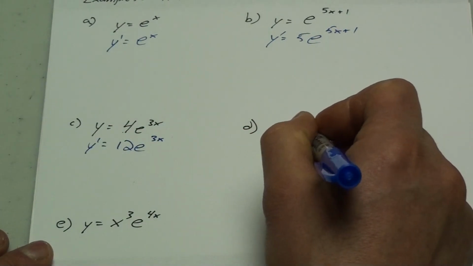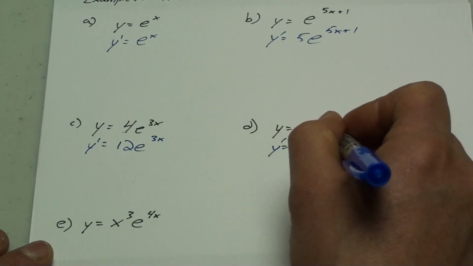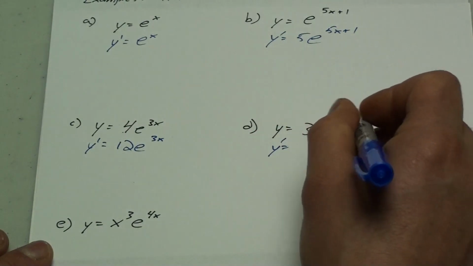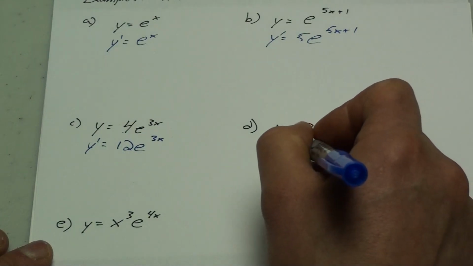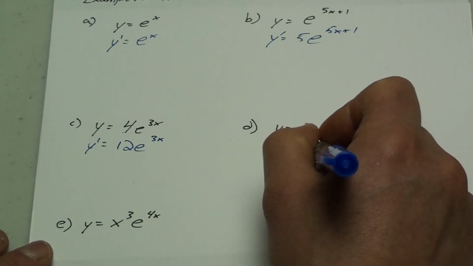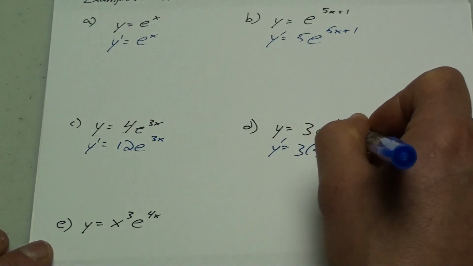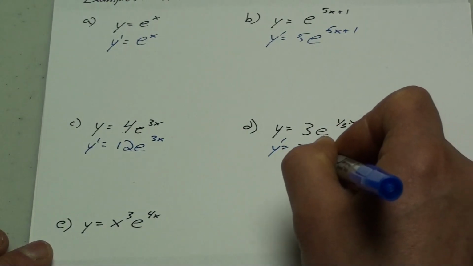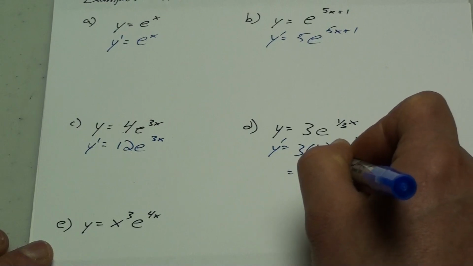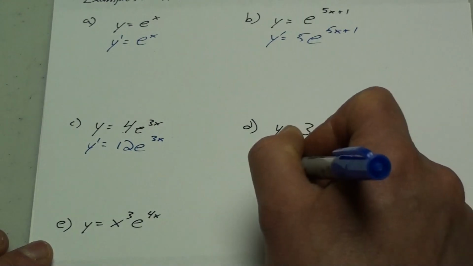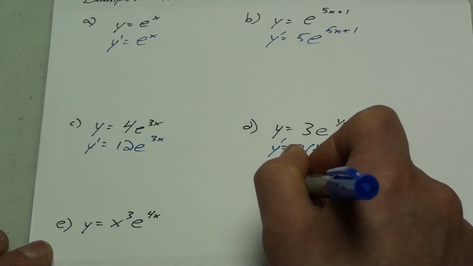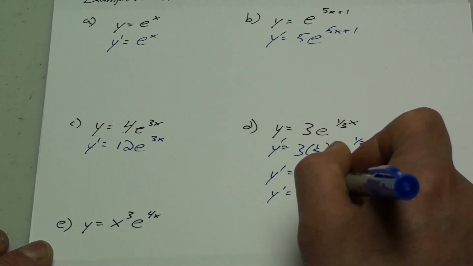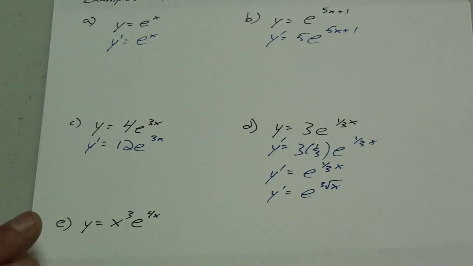Again, another example. y equals 3e to the 1/3 x. The derivative of the 1/3 x is just 1/3. So I'm going to have 3 times 1/3 e to the 1/3 x. Now 3 times 1/3 is just 1. So that all just goes down to e to the 1/3 x, which can also be written as e to the 3rd root of x.